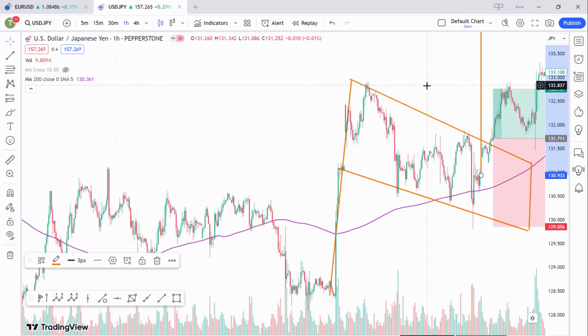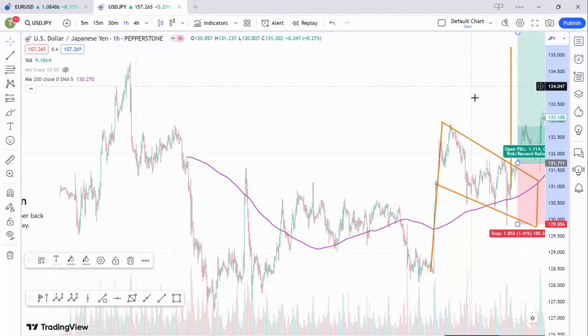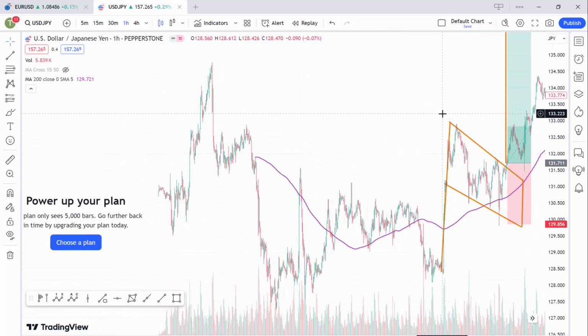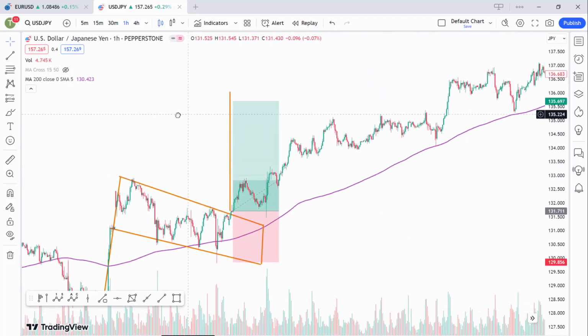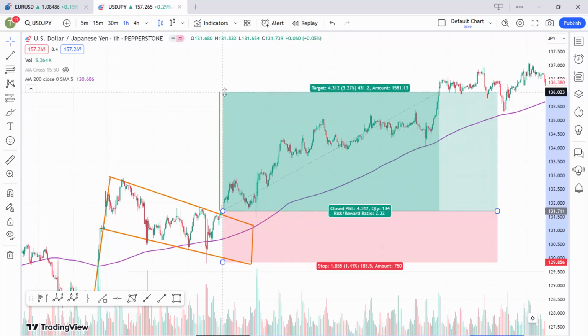So in this case, let me zoom out a bit. Well, in this case, it's a big flag, so the take profit will be something like this. Okay, let's see if this would have been profitable. Okay, in the end, this would have been quite profitable. And as you can see, the thing which I like about this pattern is that the risk reward ratio was 2.31, which means that for every dollar you invested in this trade, you would have gotten $2.32.